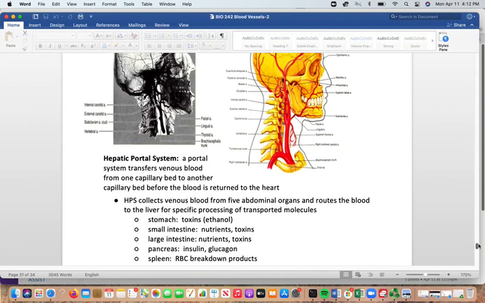So typically the blood flow is going to go to one location and back, but we do have a couple times where we make a second stop. So one example is the hepatic portal system. Remember, a portal system is going to transfer venous blood from one capillary bed to another, so it's going to have a second capillary bed stop, and then it will be returned to the heart.